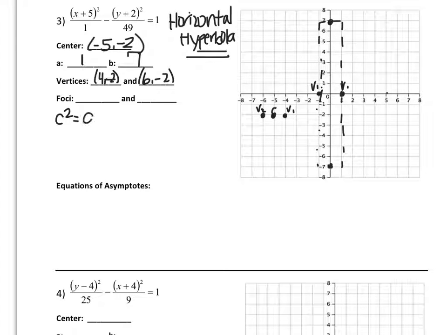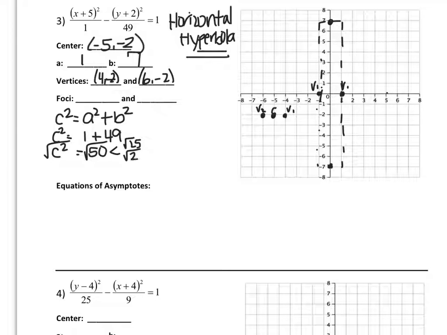So c squared equals a squared plus b squared. A squared is 1. B squared is 49. So c squared is 50. Take the square root of 50. We should probably simplify it. 25 and 2. So 5 radical 2. And if we use our decimal equivalent to graph it, it'll be about 7.1.